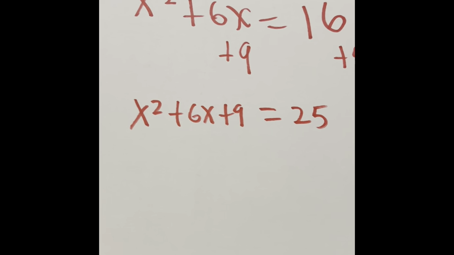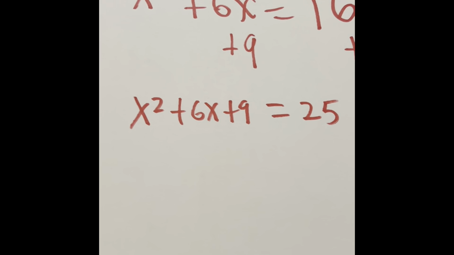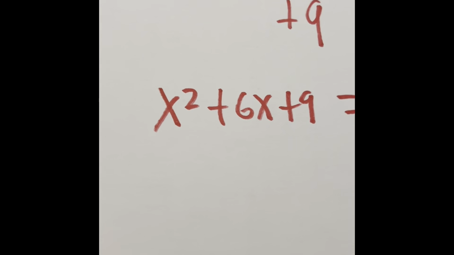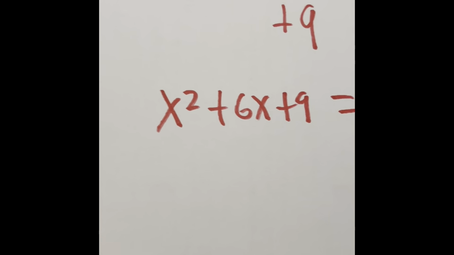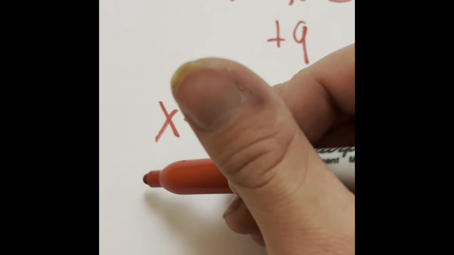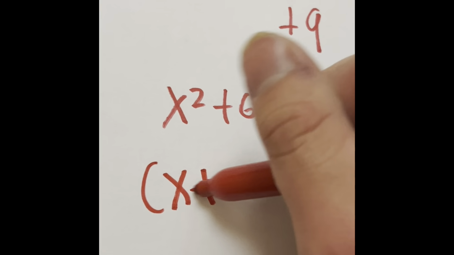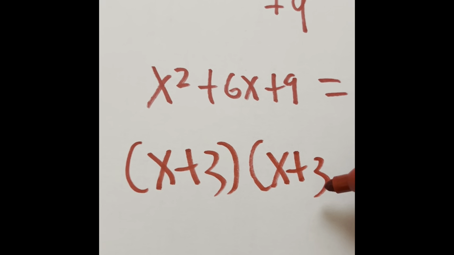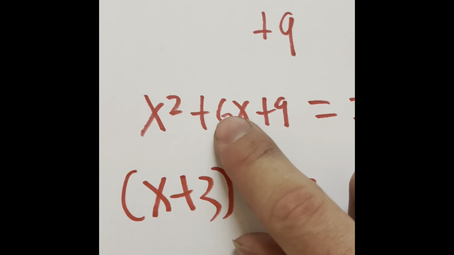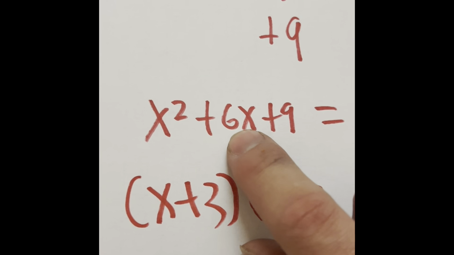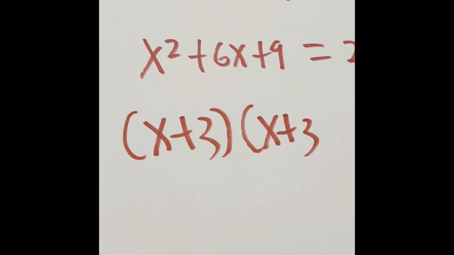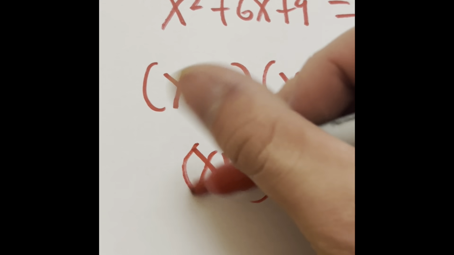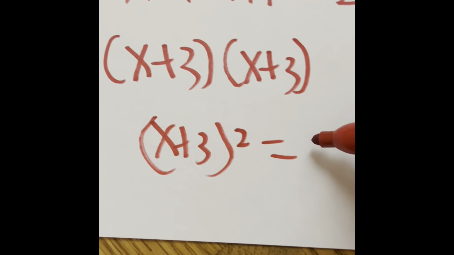Now we can understand what to do next. All we have to do now is focus on just the trinomial, these three numbers. We have to try to factor it so we can get to our square root method. So x plus 3 and x plus 3 can be an equation that can multiply to 9, add to 6x, and also have an x squared. When you do that, you just get x plus 3 squared. And that's going to equal 25.